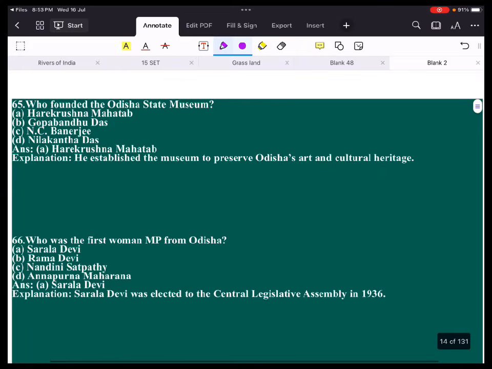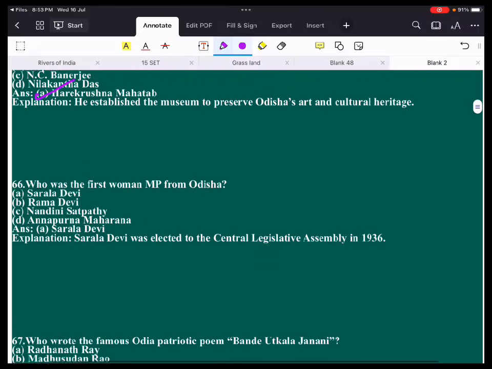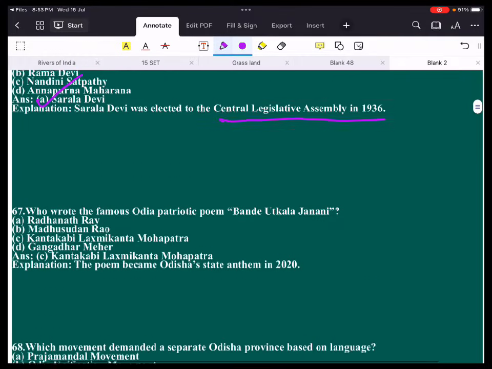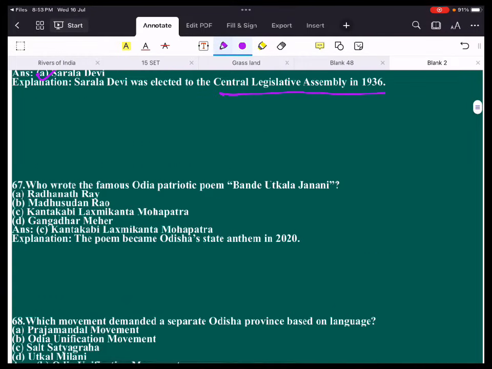Who founded the Odisha State Museum? That is Harekrushna Mahatab. Who was the first woman MP from Odisha? That is Sarada Devi, elected to the Central Legislative Assembly in 1936. Who wrote the famous Odia patriotic poem Bande Utkala Janani? That is Kavi Lakshmikanta Mahapatra. Option C.